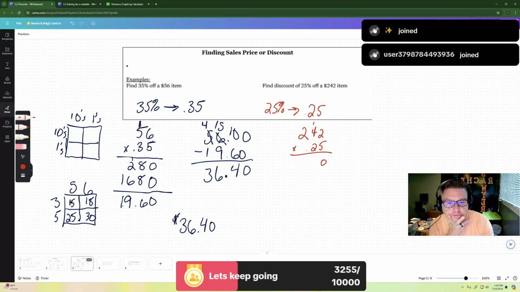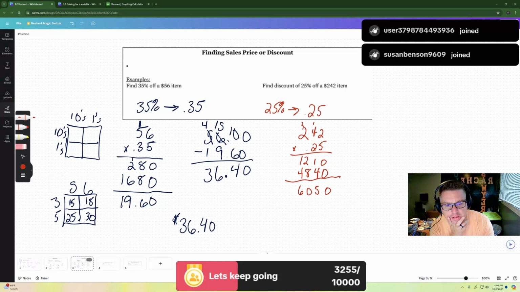It's going to be 10, 21, so that'll be 12. And then we'll put a placeholder. And then 2 times 2 is 4. 4 times 2 is 8. 2 times 2 is 4. Add them all up. And then once you are done adding them, we should get 6050.